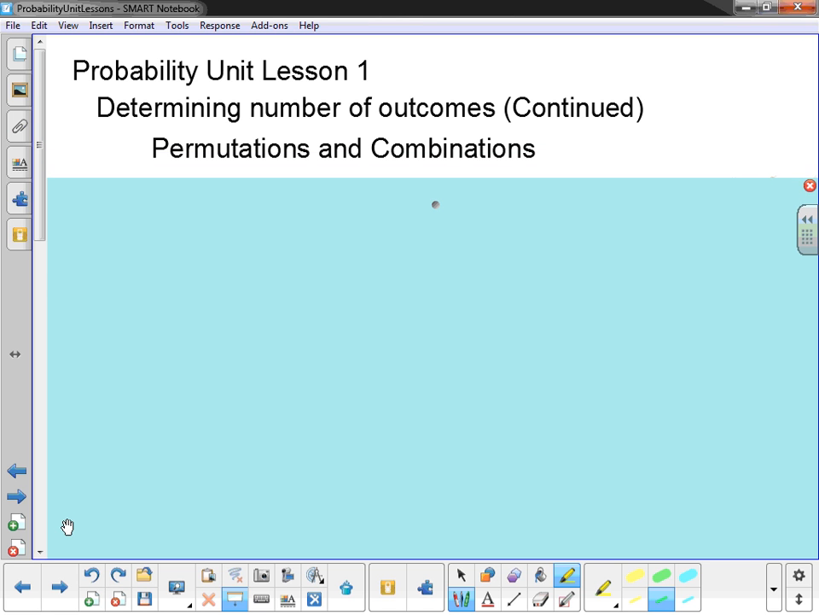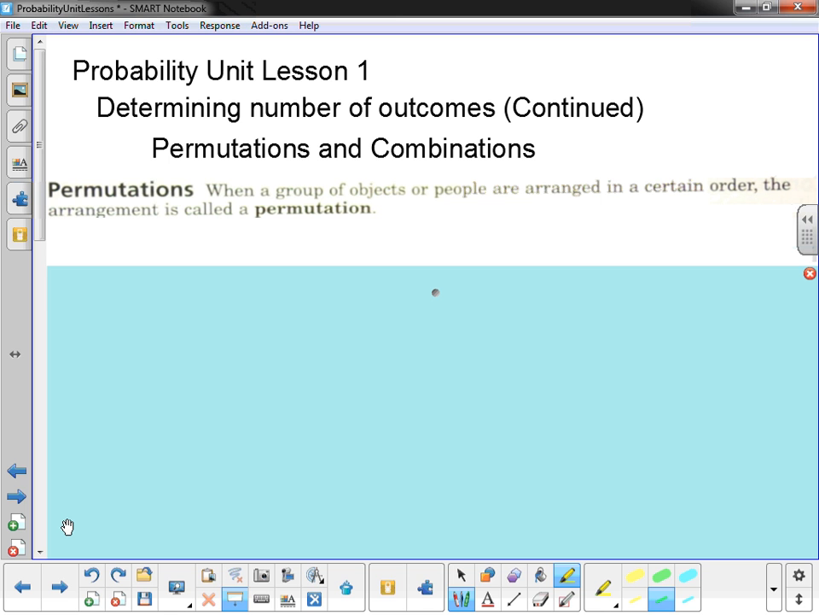Okay, so what we're going to talk about in this lesson is permutations and combinations. What are permutations and combinations? Well, a permutation is when a group of objects or people are arranged in a certain order. The arrangement is called a permutation.